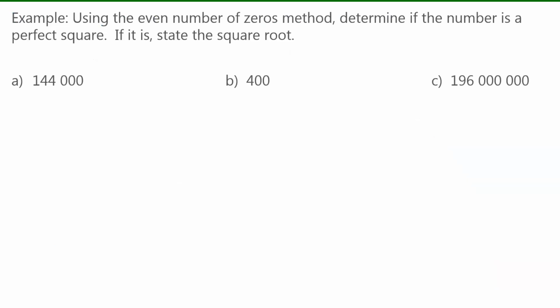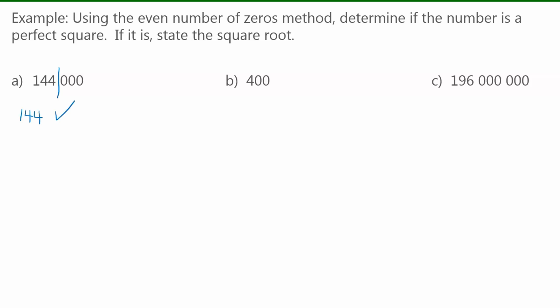Example: using the even number of zeros method, determine if the number is a perfect square. If it is, state the square root. So in this first example, we'll look at the digits before the zeros. So in this case, we have 144.